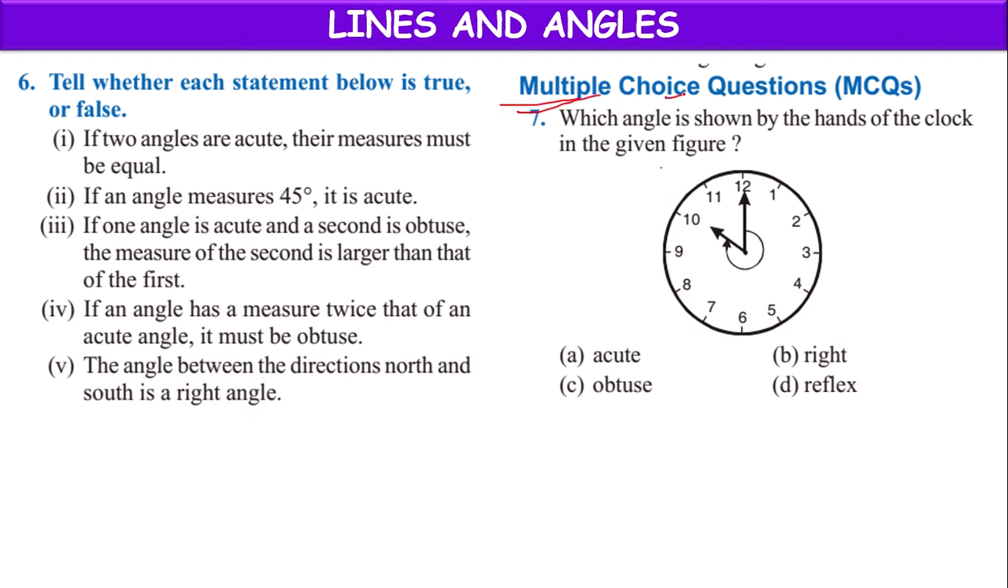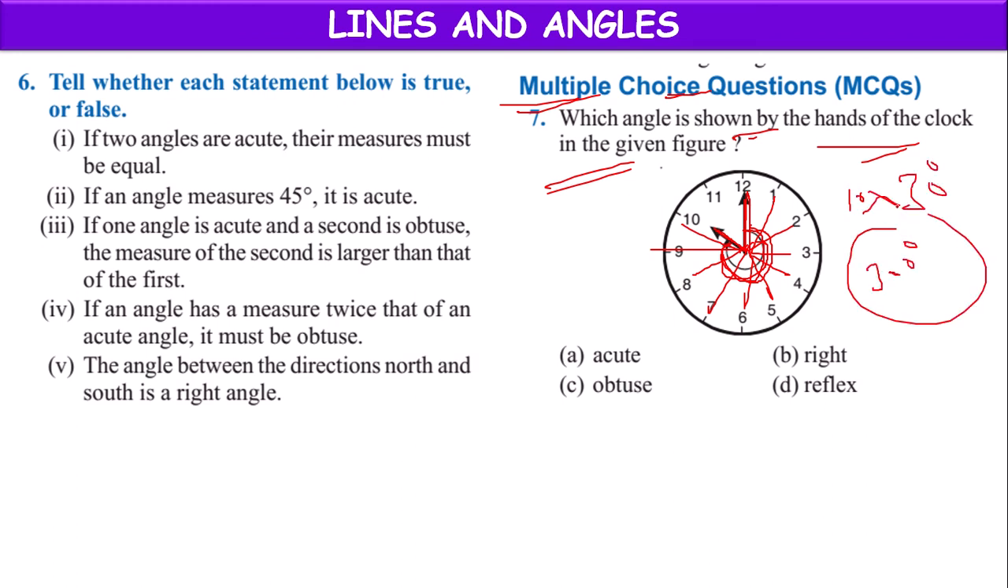Next one, some multiple choice questions. Which angle is shown by the hands of a clock in the given figure? The hands are at 12 and 10. This clockwise angle is marked. So how much is this angle? 12 to 10: 1, 2, 3, 4, 5, 6, 7, 8, 9, 10 parts. Each part is equal to 30 degrees. So it is equal to 300 degrees, a reflex angle. So the answer is reflex.